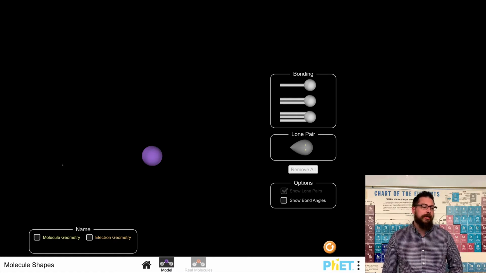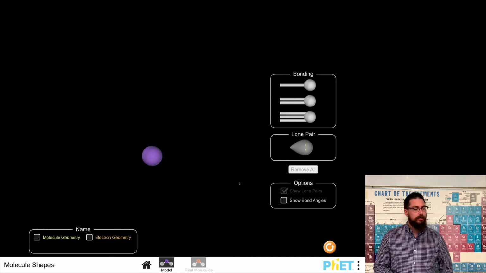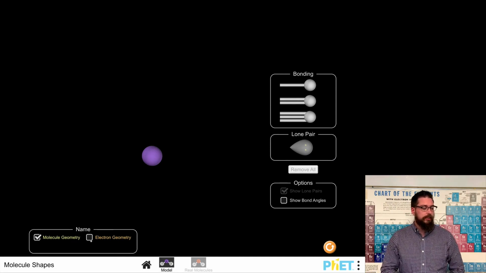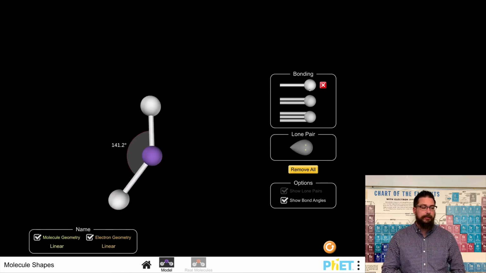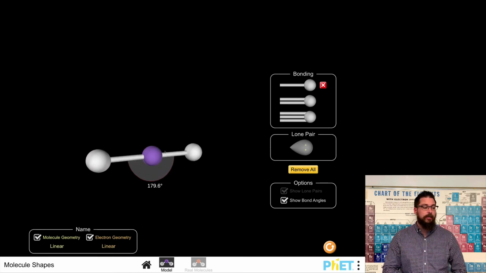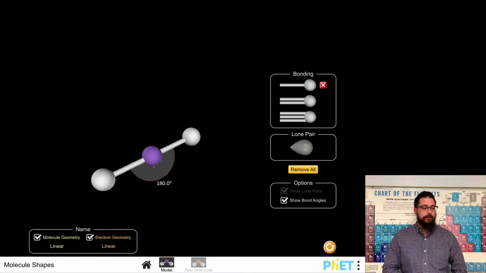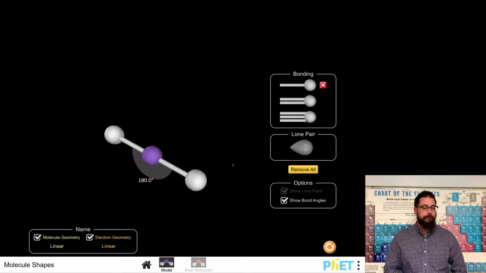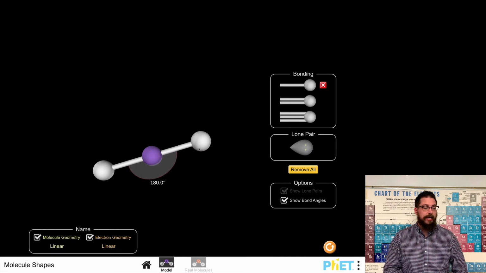All right, let's go through the different shapes that you'll make. I'm going to show the molecular geometry and the electron geometry, but what we're going to focus on is molecular geometry in terms of understanding the shape that they make. Let's say that we add a bonded pair. Also, I'm going to show the bond angles here. Let's say that we add this here. Notice how, first off, this is the central atom, the purple one. Notice how we have two atoms on there. Notice the bond angle as well.